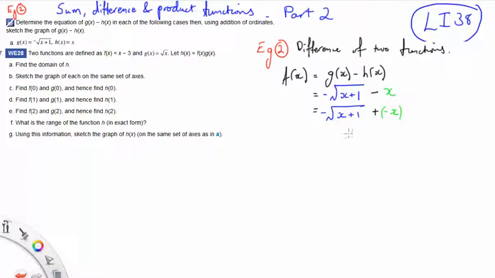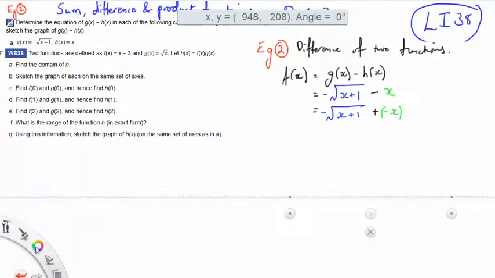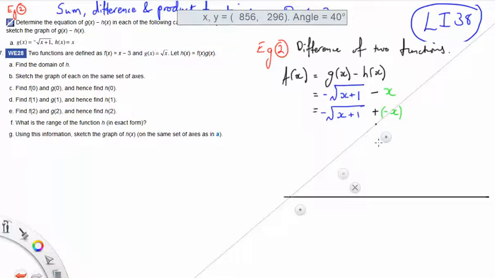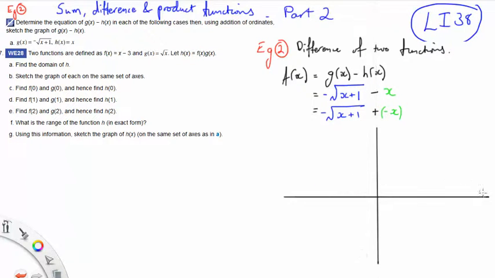So let's sketch this graph. Let's see how to do this. How do we tackle this problem? Alright, we start with nice big axes, and we're going to sketch each part, and then we're going to add the ordinates. So I've got x and y.